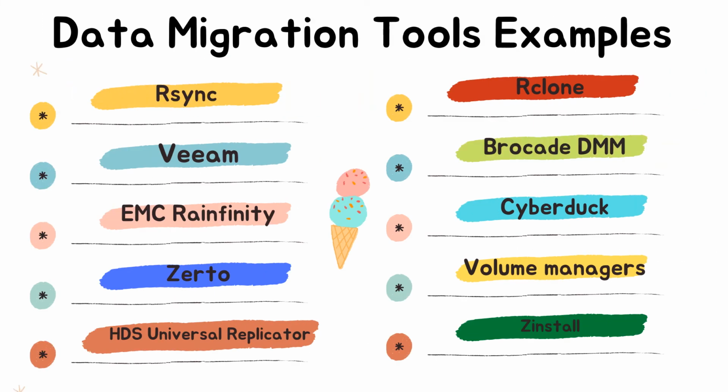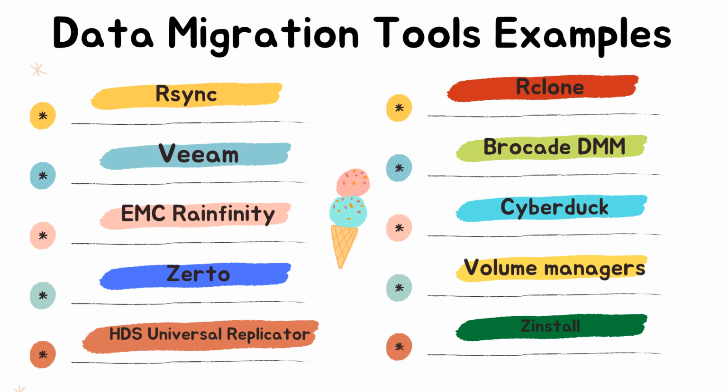Today, there are plenty of tools to facilitate enterprise data migrations. Generally, data migration strategy determines which tools work best for the specific project. Rsync is for host-based file-level migration. VMotion to speed and simplify the process of migrating VM-based workloads. EMC Rainfinity for network-based file-level migration. Zerto offers a converged disaster recovery, backup, and workload mobility platform. HDS Universal Replicator for array-based block-level migration.